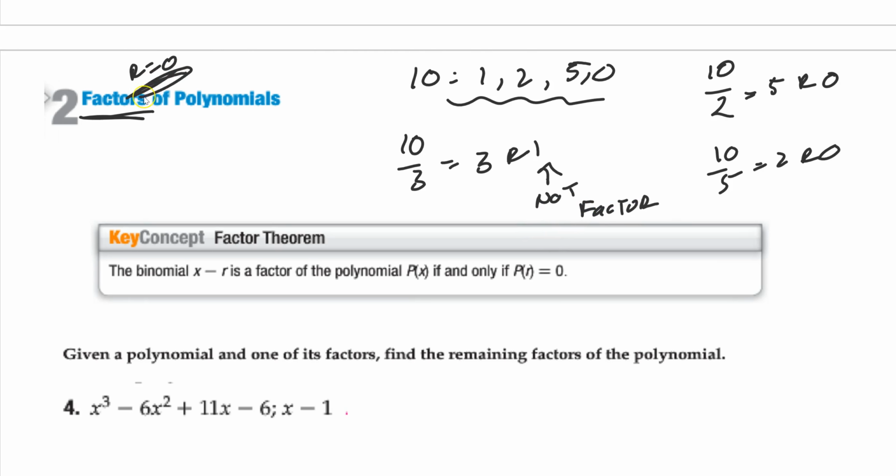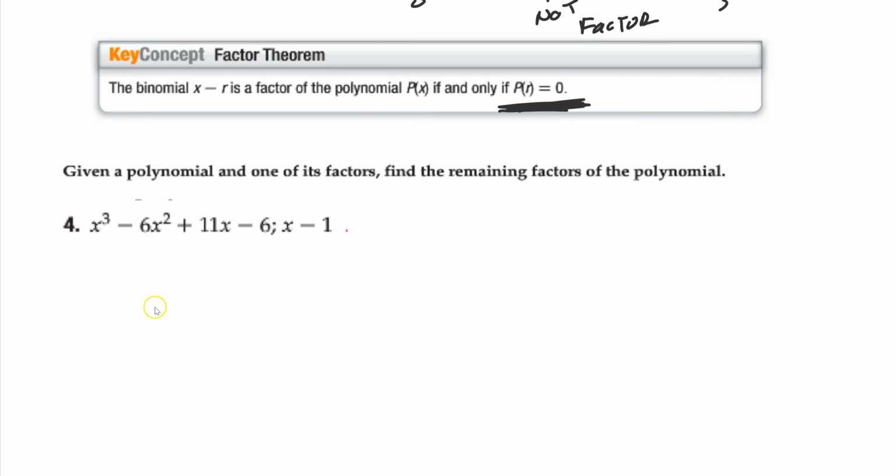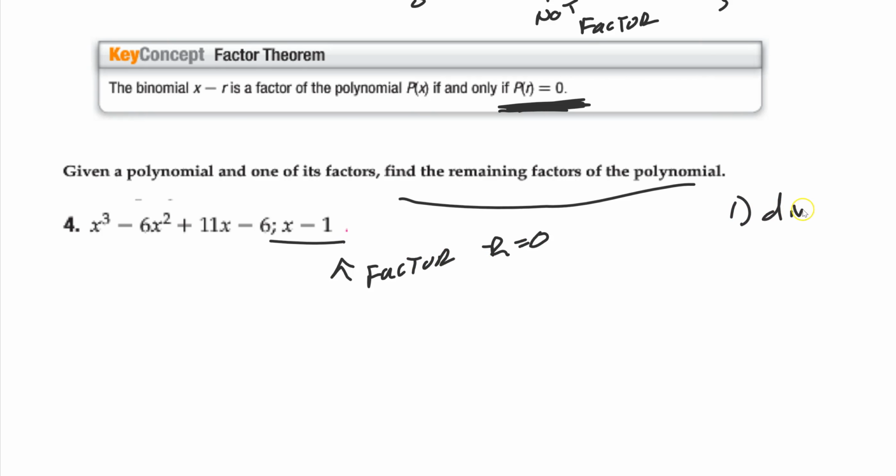So that's the key. If I want to know if a binomial is a factor, it's a factor when it has a remainder of 0. I could do the same thing with polynomials. If I want to know if this is a factor of that, just divide and get a remainder of 0. Now what this problem is asking us to do is, given a polynomial, they're telling me this is a factor. So I know when I divide it, the remainder has to be 0. They want us to find the remaining factors. So we're going to divide it, and then we're going to factor the answer.